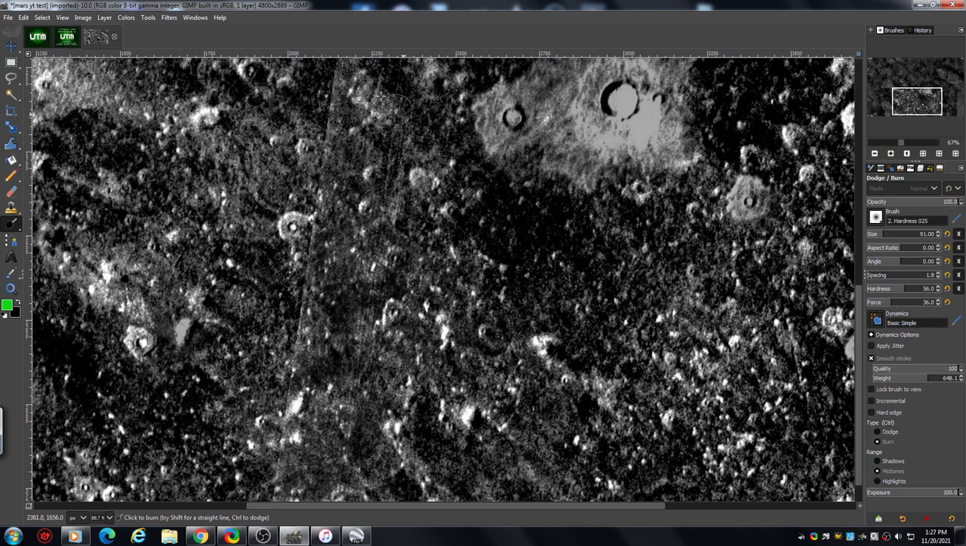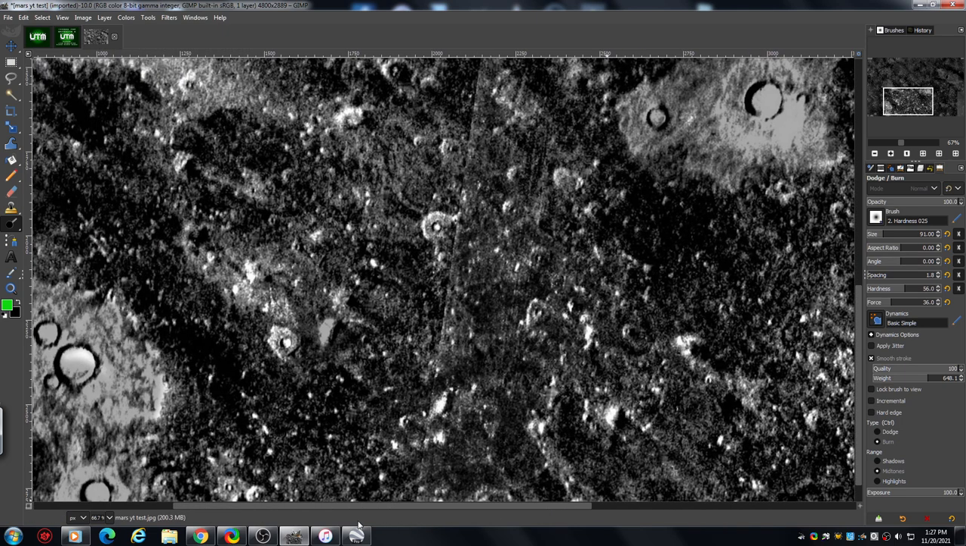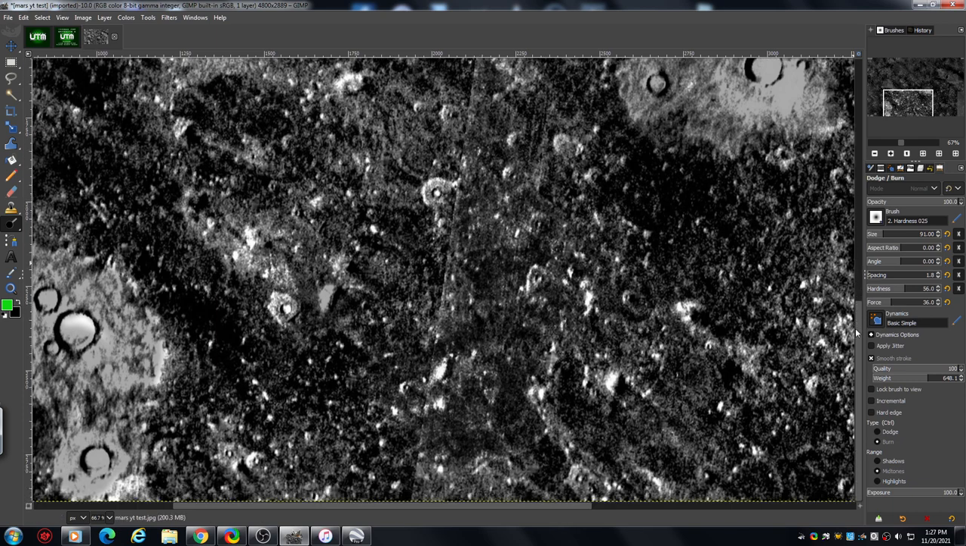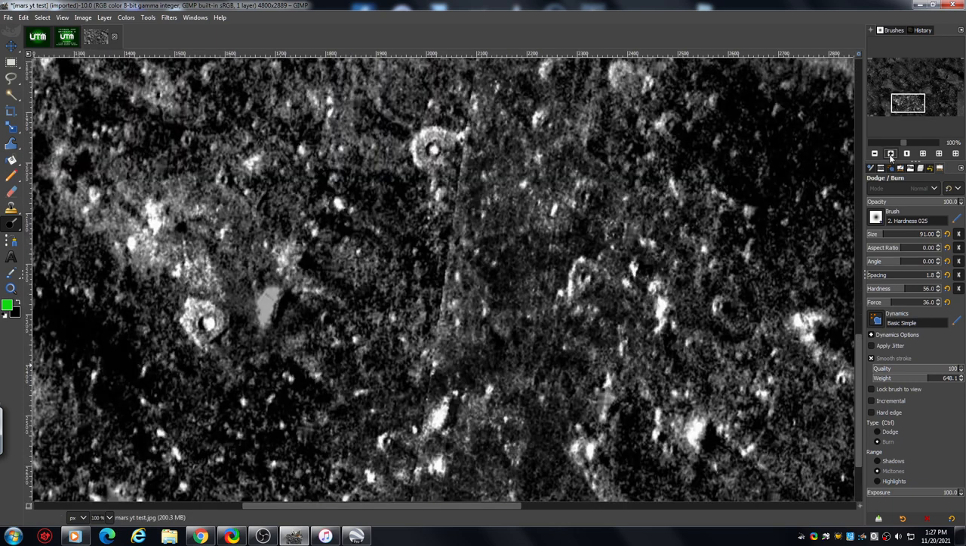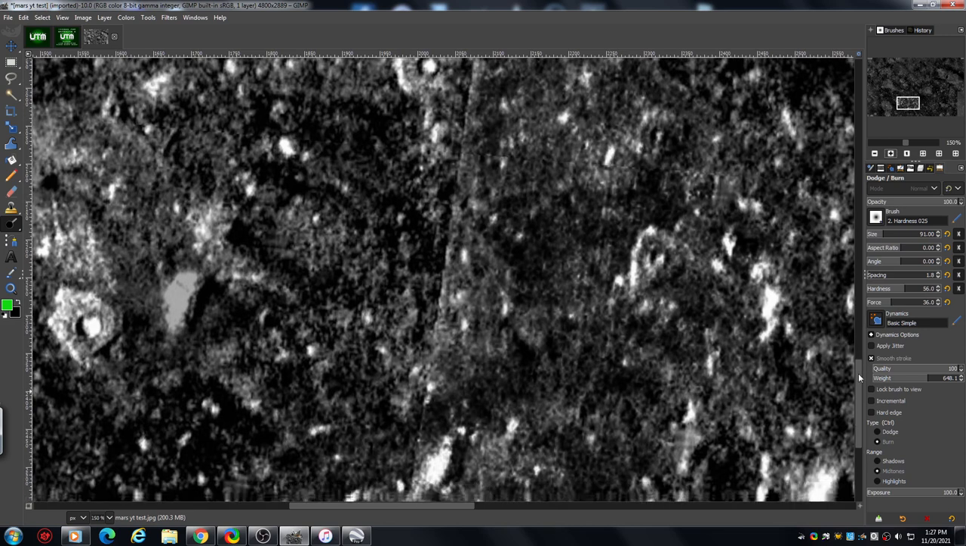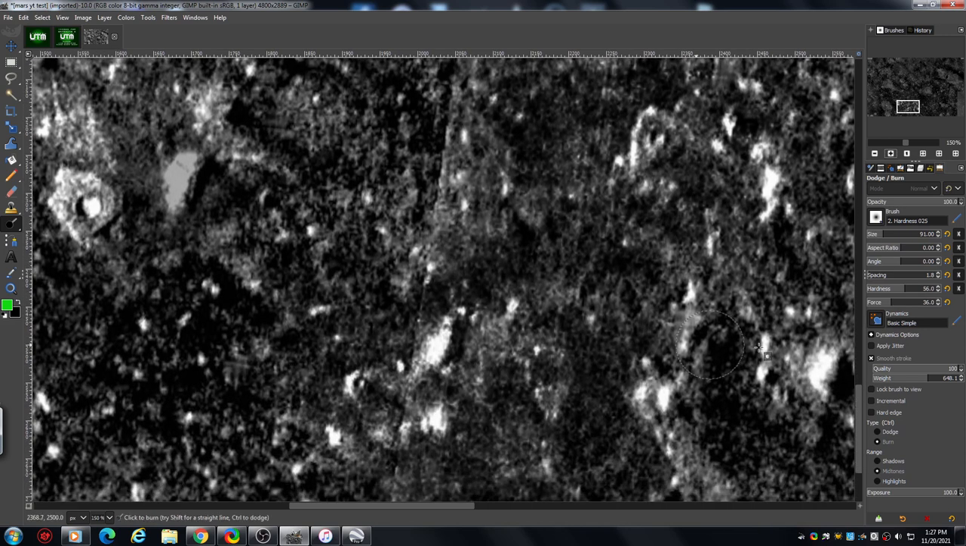So you can see I'm burning that as midtones. See, I don't notice this area. It's quite weird with all this sort of striping in it. I mean, that could be something from the processing of the images. Right, we're going to start there. I can see this a mile off. You think, what is he looking at? Look at this area here. In fact, the whole area, I can see it.